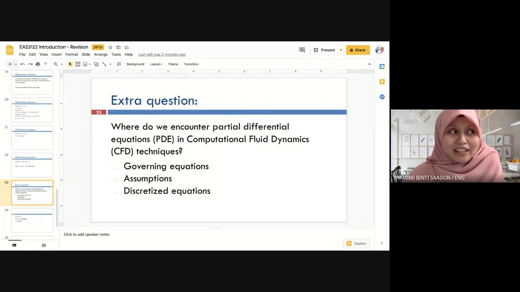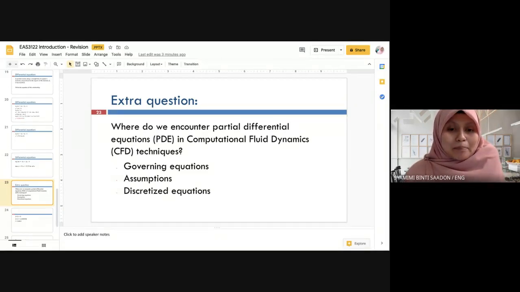Those are elective courses, but normally all final year students will take both of the courses, CFD and FEA. It's like compulsory actually for mechanical and aerospace, even though it's elective for our program. Okay, so for example, partial differential equations, PDE. Just now we only saw differential equations. Later on you will also see partial differential equations, PDE.